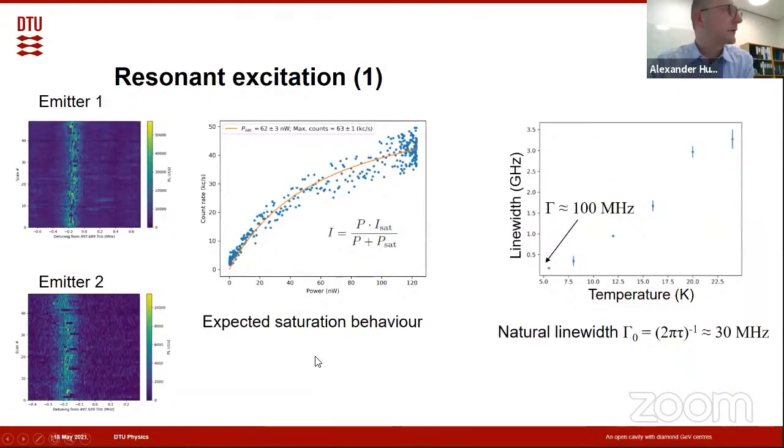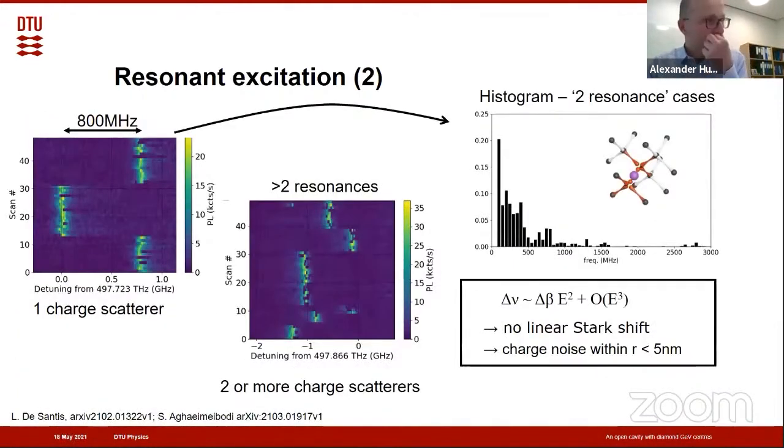So this is a very nicely reproducible kind of behavior we have. On the other side, I think we also have to be realistic and realize that while this is a solid state system, in the solid state many things can go wrong and many things can happen. So we also see many emitters which do not show such a clean and nice spectrum.